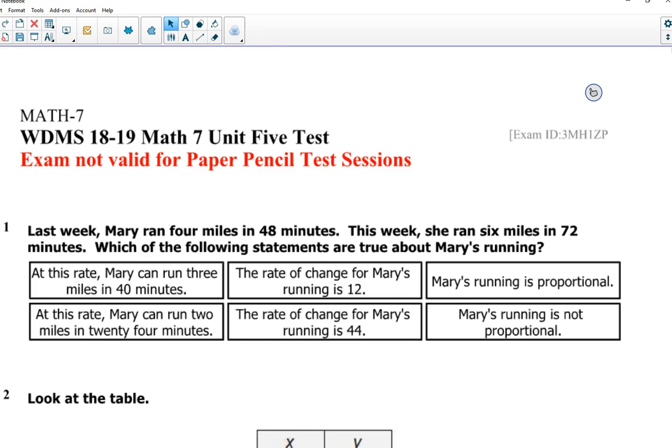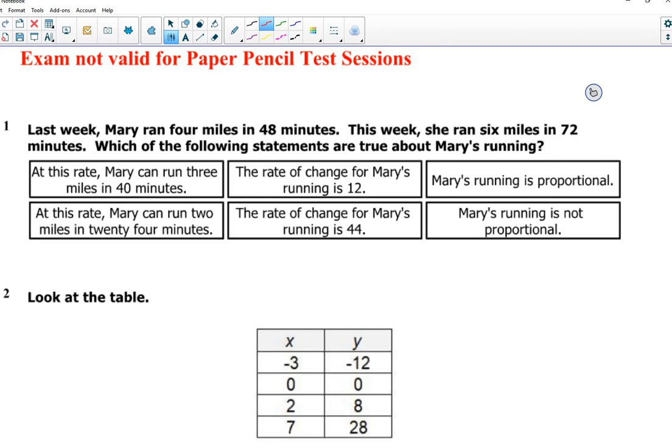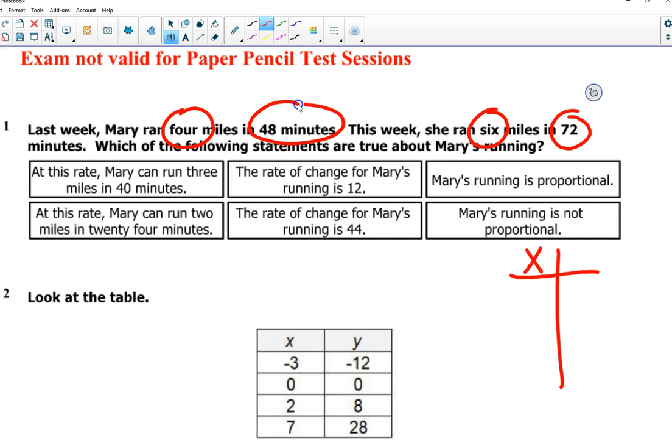Okay, so the first problem. Last week Mary ran 4 miles in 48 minutes, so that's really important. This week she ran 6 miles in 72 minutes. Which of the following statements are true? So we have miles and we have minutes. So she ran 4 miles in 48 minutes.